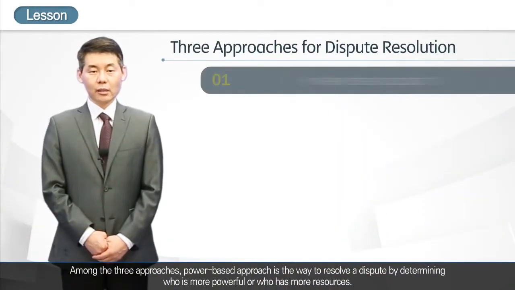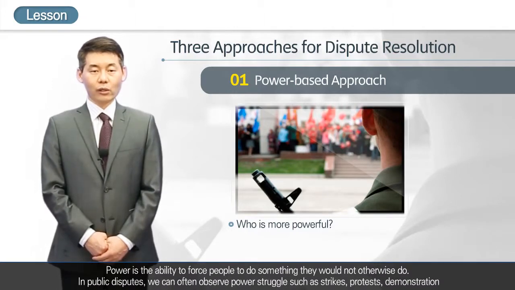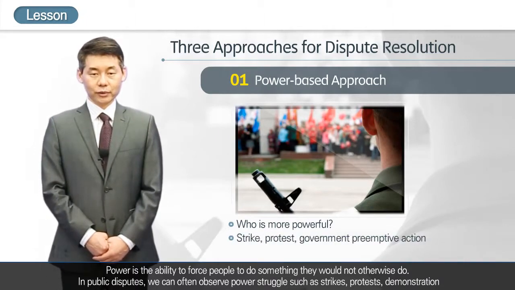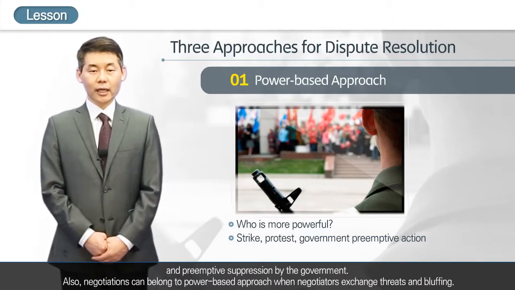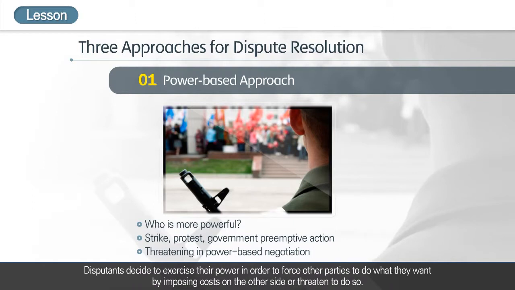Among the 3 approaches, the power-based approach is the way to resolve a dispute by determining who is more powerful or who has more resources. Power is the ability to force people to do something they would not otherwise do. In public disputes, we can often observe power struggles such as strikes, protests, demonstrations, and preemptive suppression by the government. Also, negotiations can belong to the power-based approach when negotiators exchange threats and bluffing. Disputants decide to exercise their power in order to force other parties to do what they want by imposing costs on the other side or threatening to do so.